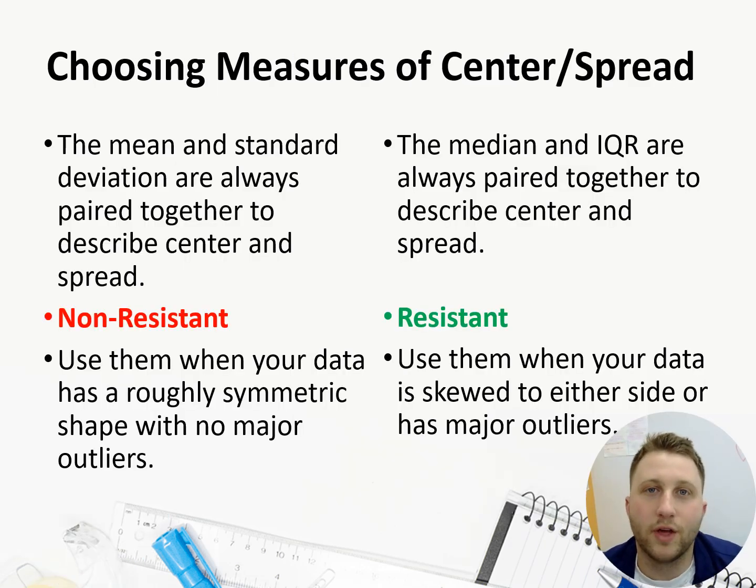Now, it's important that you choose an appropriate measure of spread, just like you need to pick an appropriate measure of center. So mean and standard deviation are always paired together, as are the median and the IQR. The mean and the standard deviation are not resistant. They're what we call sensitive. The median and the IQR are resistant. And so we use the mean and standard deviation when our data is approximately symmetric with no major outliers. We use the IQR and the median to describe data sets that are either skewed and or have outliers.